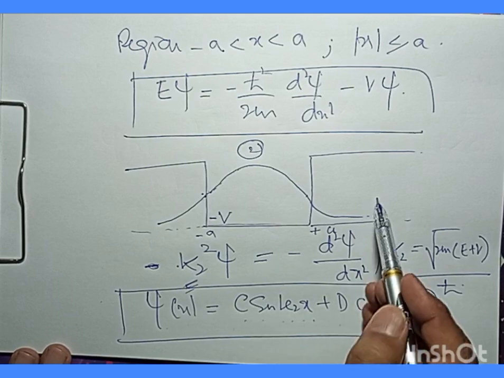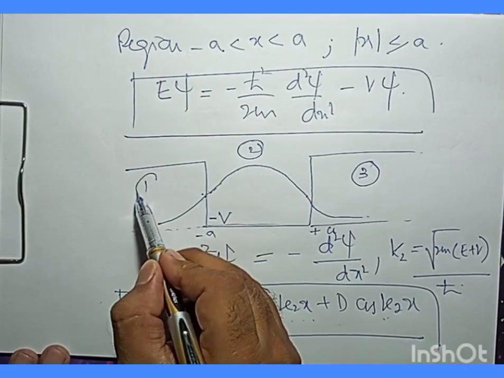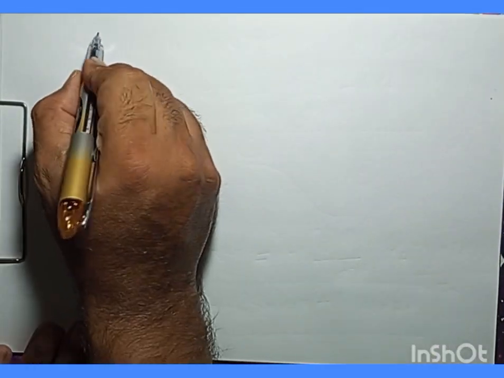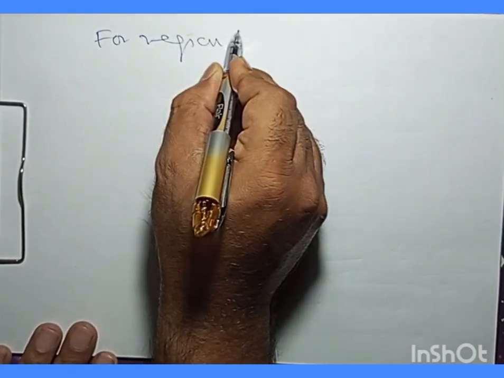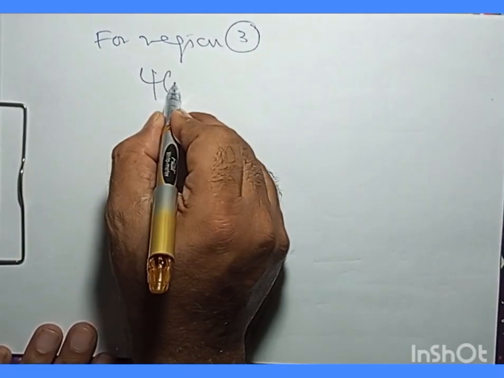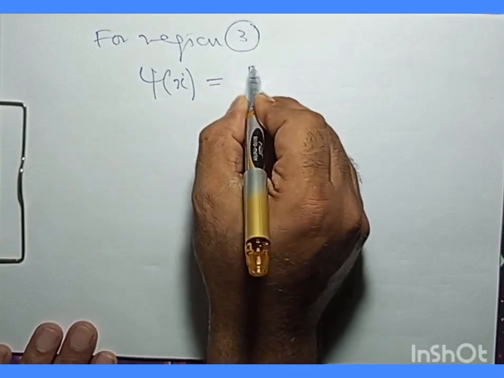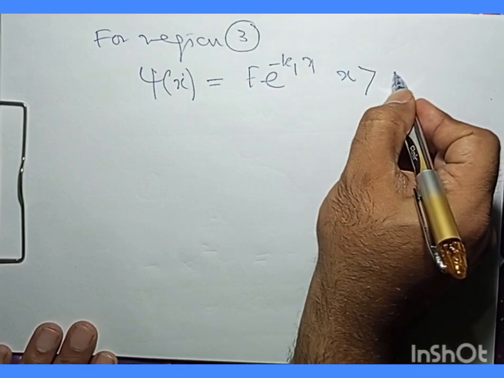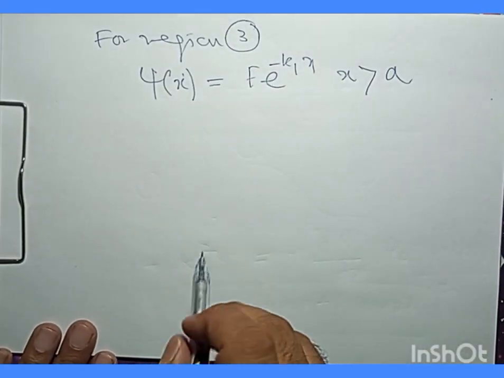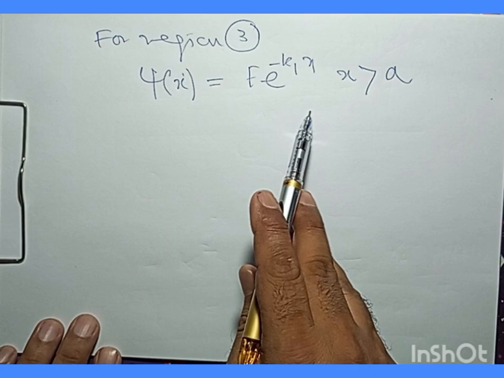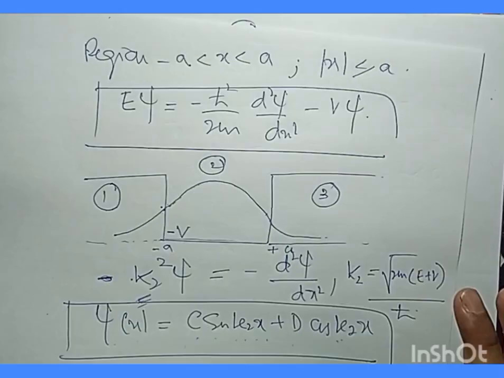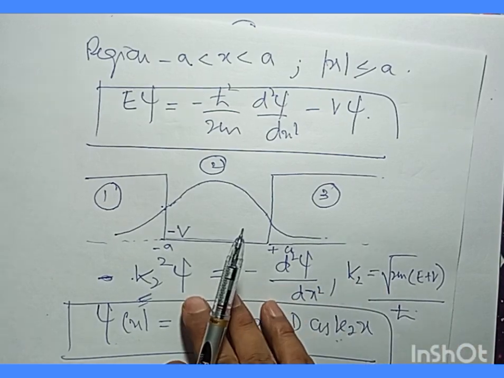And finally, we have region third here. This is our region third, and this is our region 1. For region 3, we can write the solution of this Schrödinger's wave equation as f e to the power of minus K1x for x greater than a. See, we have not taken another term for this solution because there is no possibility of any reflection in region third here.